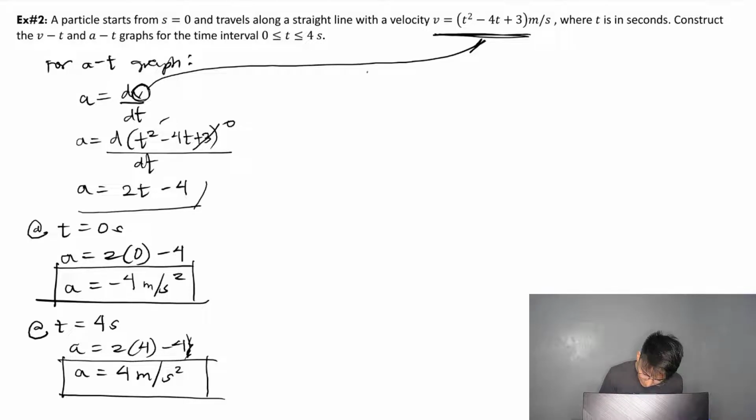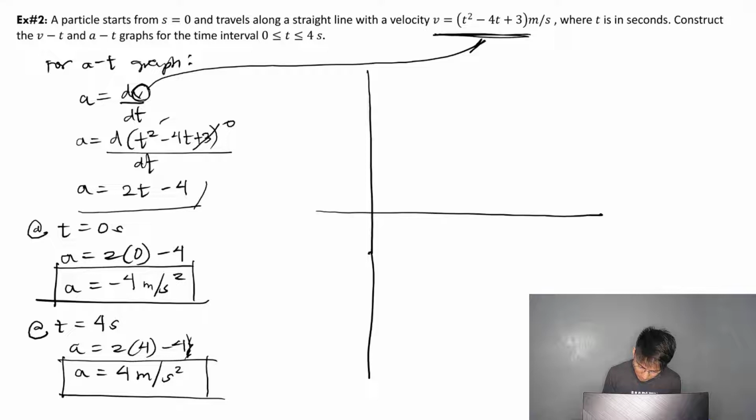Now, ayan. Ito yung ating AT graph. So, this is 0. Plot muna natin yung mga points ng acceleration. For acceleration, dalawa lang naman. Negative 4 at saka positive 4. Let's say, ito yung negative 4 natin. And ito yung positive 4.